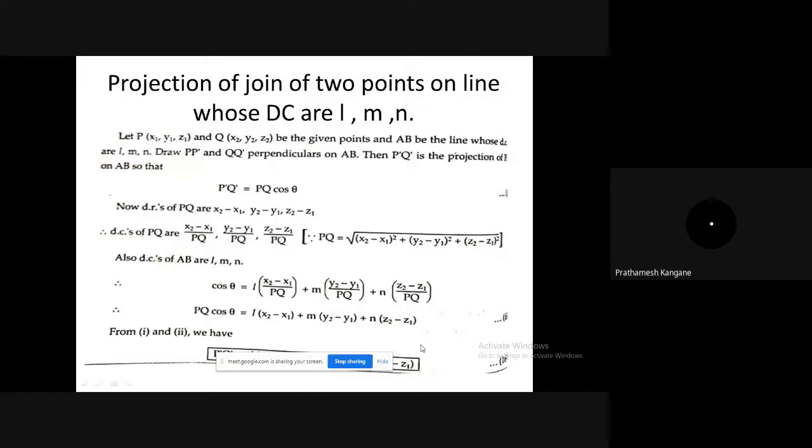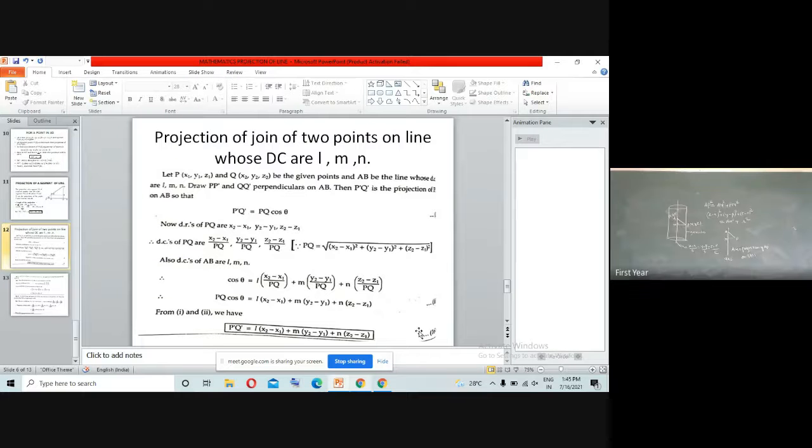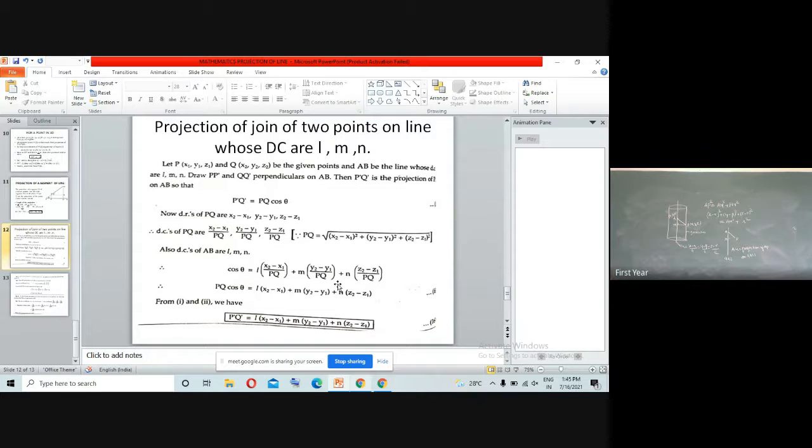Okay. Is this clear? This is very good, Prathamesh. Is this clear to everyone? Because this is the thing that we are going to use here.